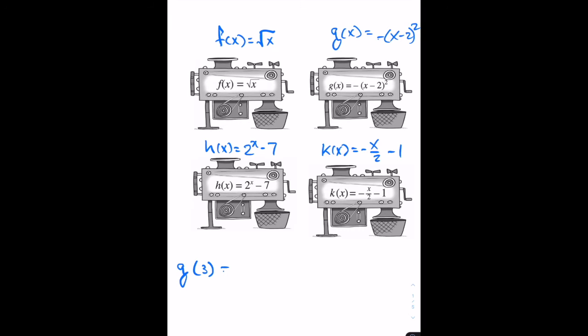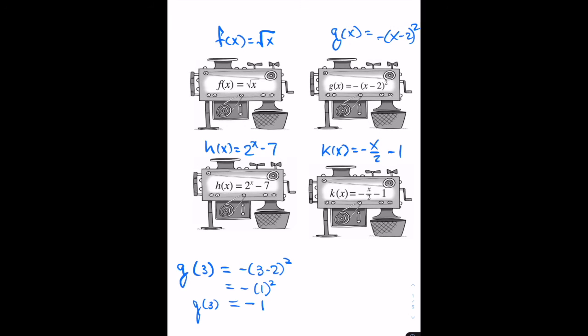Well, then you'd say g of 3 means I'm looking at this g of x function, negative, parentheses, 3 minus 2 squared. And as we evaluate this now, we say negative, 3 minus 2 is 1, and squared. Well, 1 squared is 1, but that negative is still out in front. So g of 3 then evaluates to be negative 1.